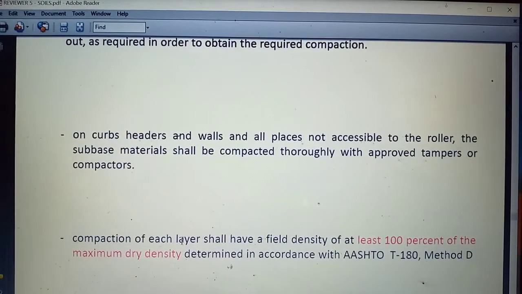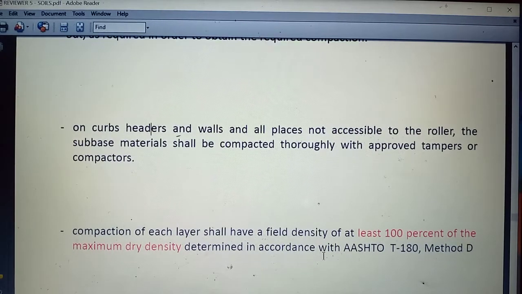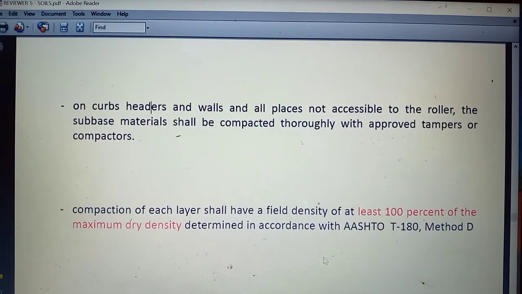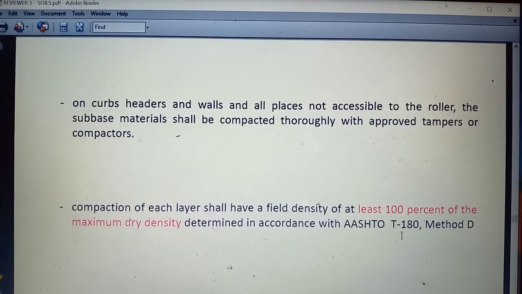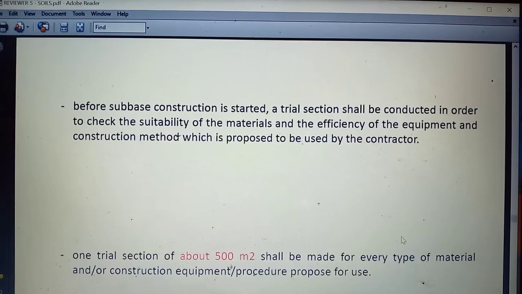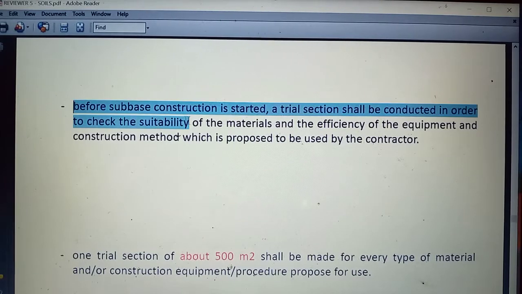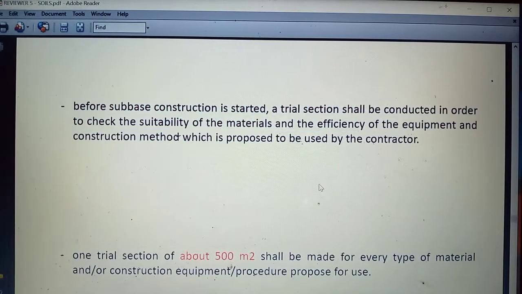Okay, so the compaction of its density shall have a field density of at least 100% of the maximum dry density. So this is determined according to AASHTO T180 or method D. So before the construction is started, a trial section shall be conducted. Okay, so you will have a trial section. So what does trial section mean?